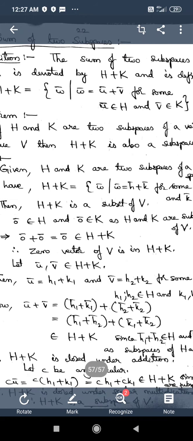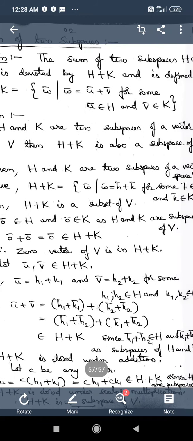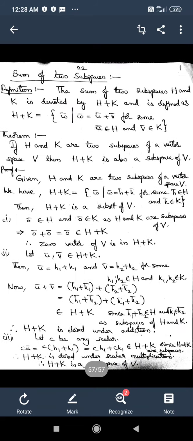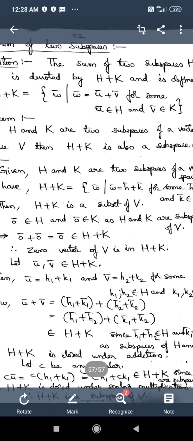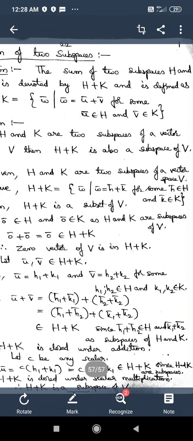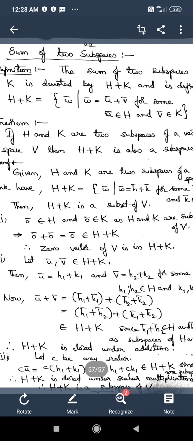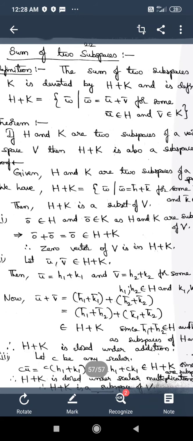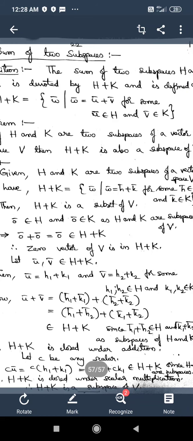We are given that H and K are two subspaces of a vector space V, and we have H plus K equal to the set of W bar such that W bar is equal to H bar plus K bar, for some H bar belongs to H and K bar belongs to K. Now H plus K is a subset of V.